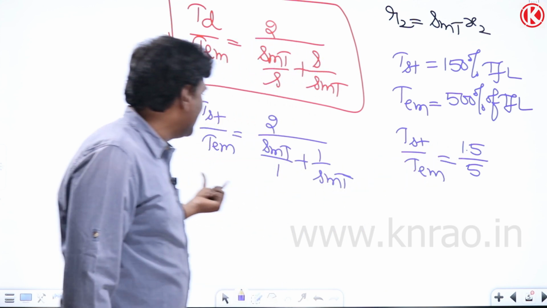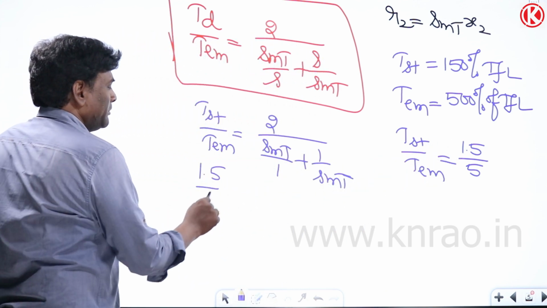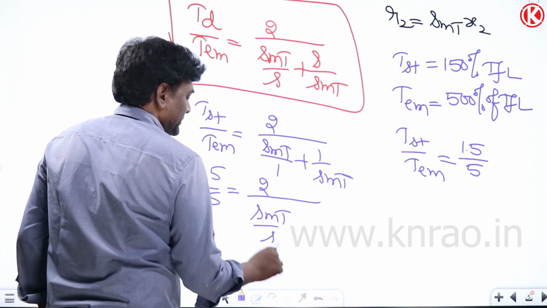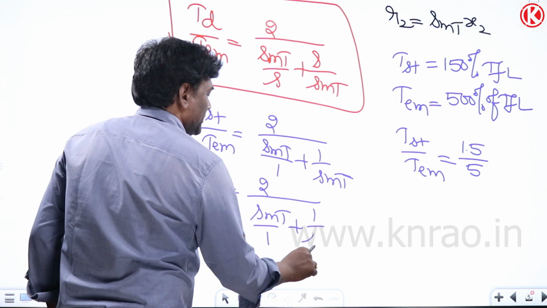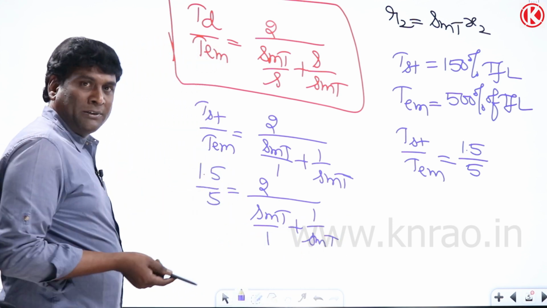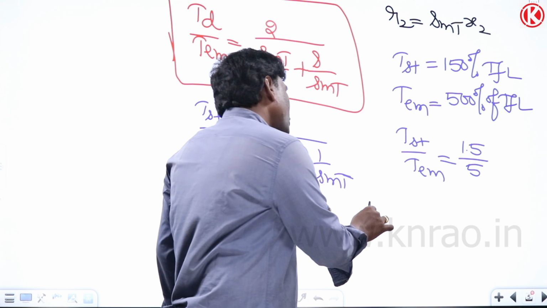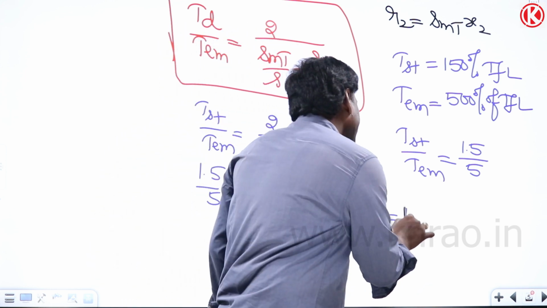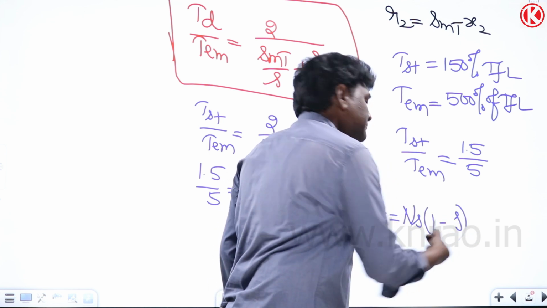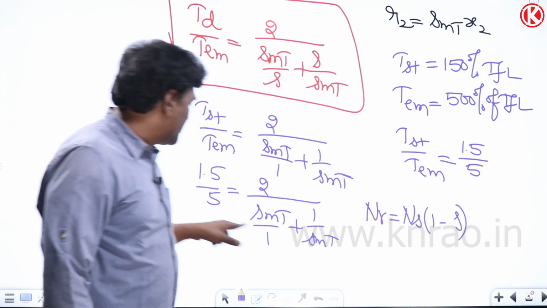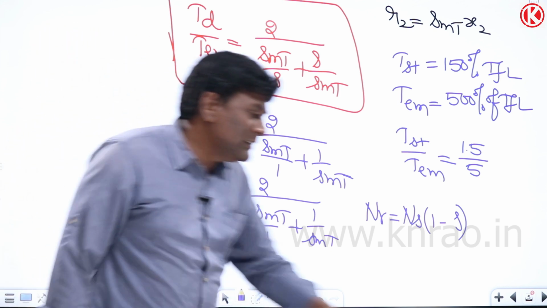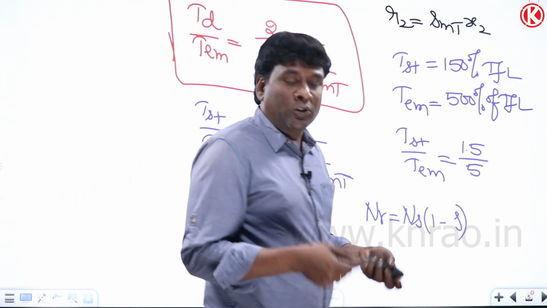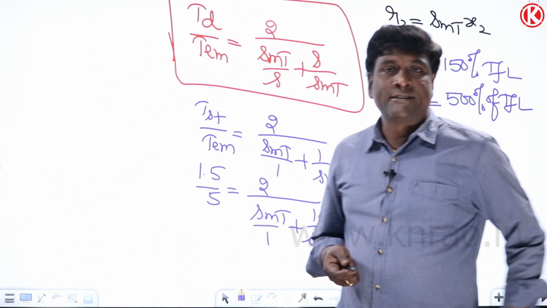Now you use the equation 1.5 by 5 equals 2 divided by SMT plus 1 by SMT, so you can calculate SMT. Once you calculate SMT, the rotor speed at maximum torque condition is going to be NS into 1 minus S. They can ask this. The slip at maximum torque you can calculate from here. In this way questions will be asked. Induction generator and speed control I will connect in the next session.